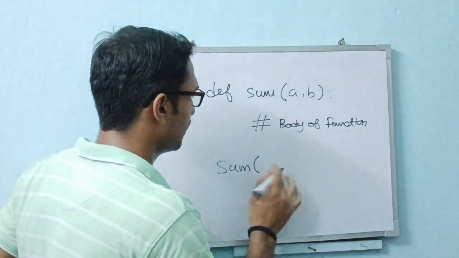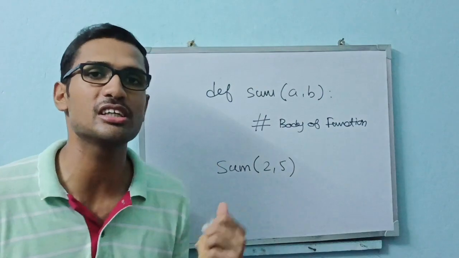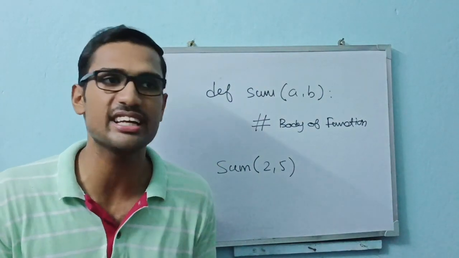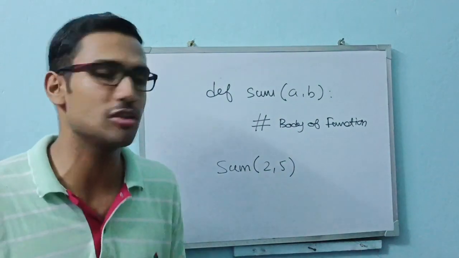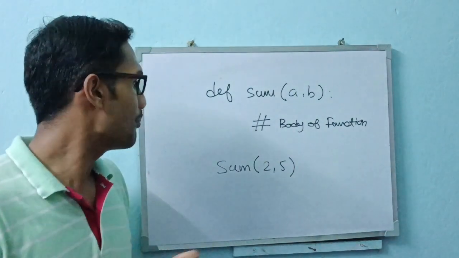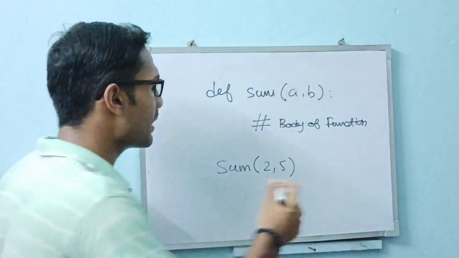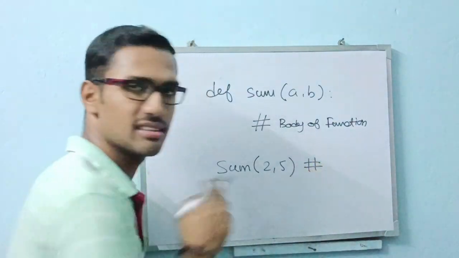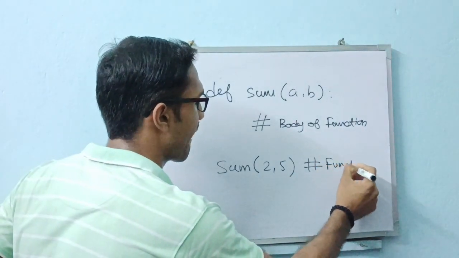So suppose 2, 5, and I'm assuming the function to be a void function, so it is not returning anything. That's why I'm not giving any variable to accept values from that function. Now just try to understand. This is the function call from main.